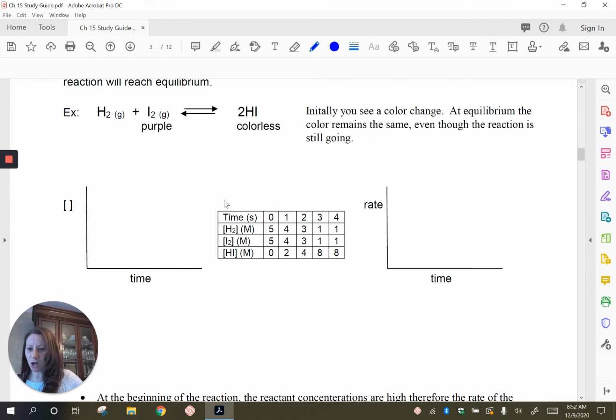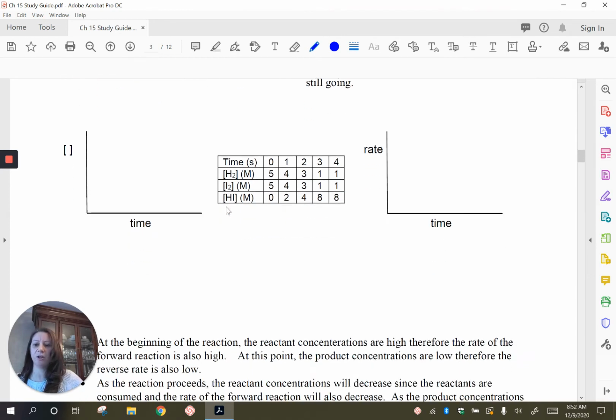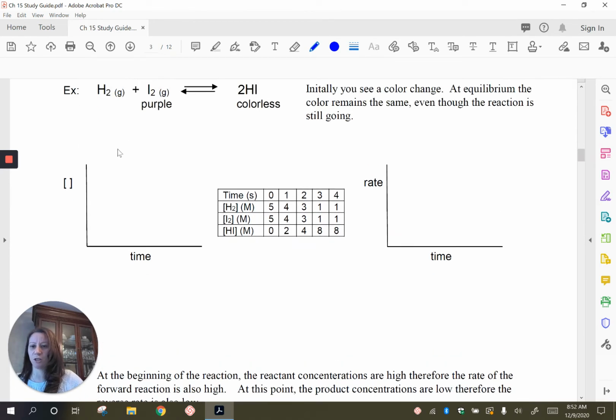So let's talk more in detail about the change in concentration and then the change in rate from the start of the reaction until you reach equilibrium. So here is a data table. It gives us time, and then it gives us the concentrations of the reactants and then also the product. So let's start with concentrations. At the very beginning of the reaction, you only have reactants, right? There are no products at the very beginning if the reaction has not started yet.